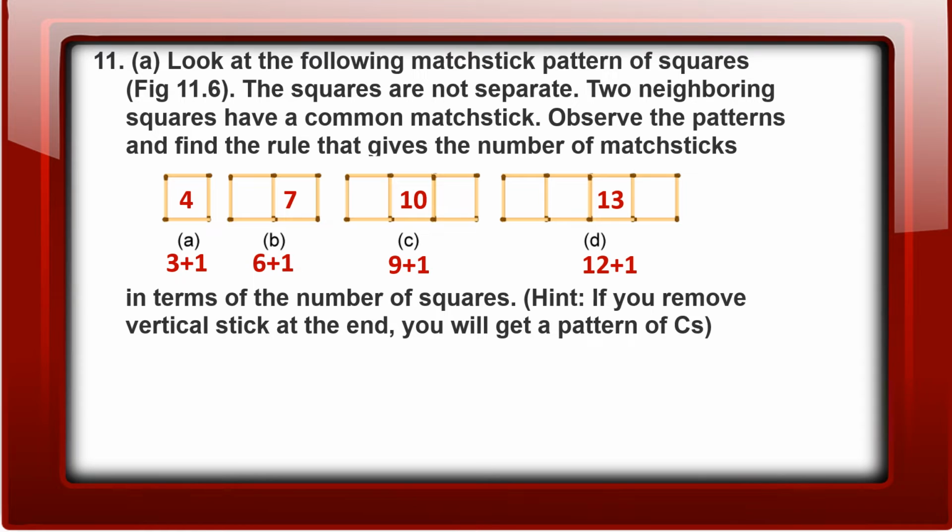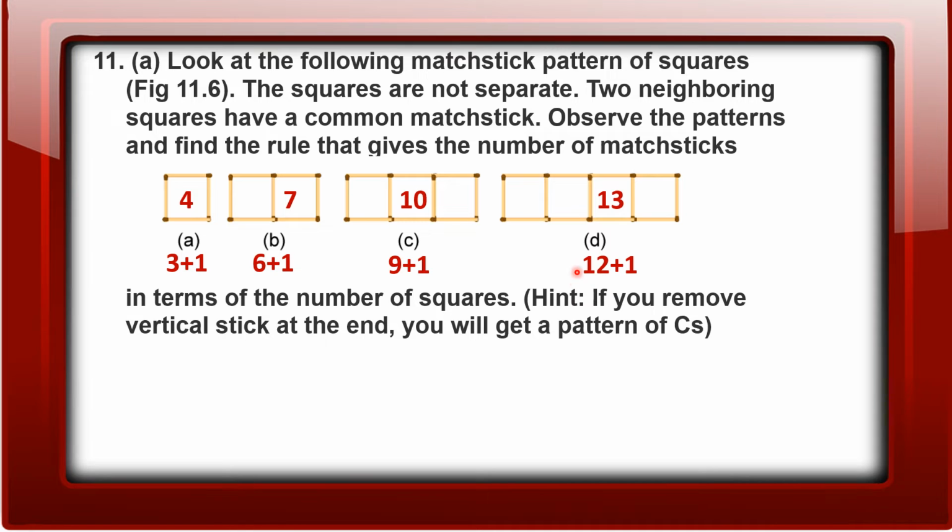Now, some pattern is there, isn't it? 1 is constant in everything. I told you, constant means it won't change. It remains constant. So here 1 is the constant in each one. So plus 1. Now, only the first term is varying. Here we have 2 terms. The first term is varying. Here 3, here 6, here 9 and here 12.